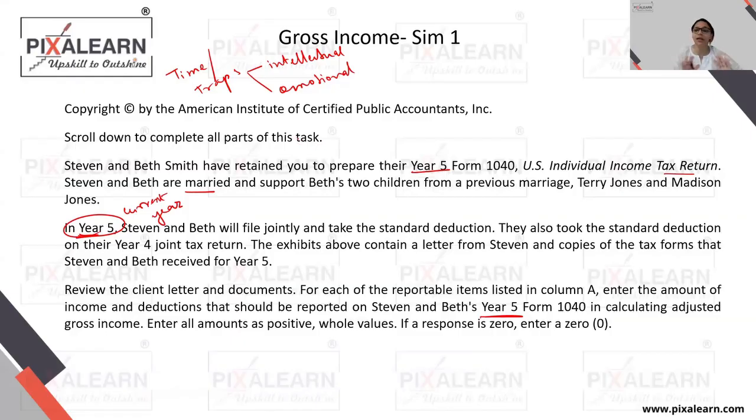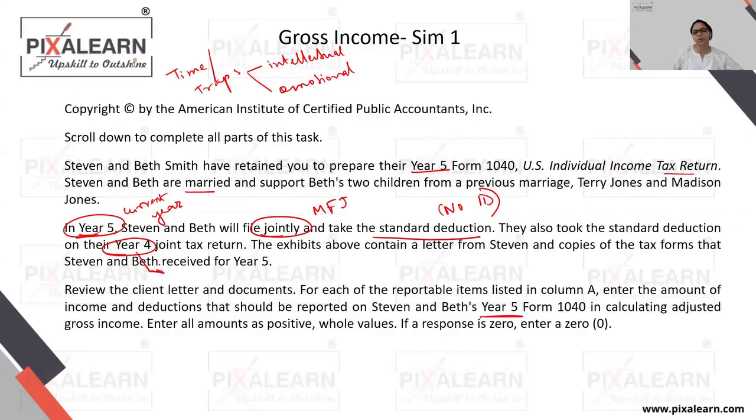Most sims, everybody would be able to understand. So slow down, and automatically understand that there are traps in the sim. One of the most common traps is a year. They'll give you some other year's data and then they will try to push you towards answering incorrectly. So in year 5, which is the current year, the couple will file jointly. They've already told me it's a married filing jointly couple. I'm going to take the standard deduction. They've already told me no itemized deduction. So the moment I know no itemized deduction, now the itemized deduction considerations go for a toss. They also took the standard deduction on the year 4 tax return.